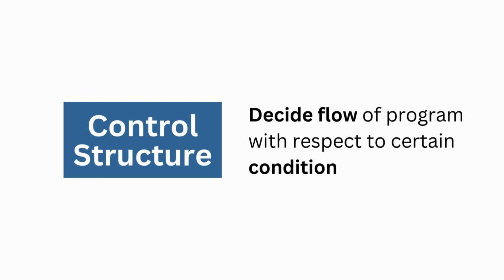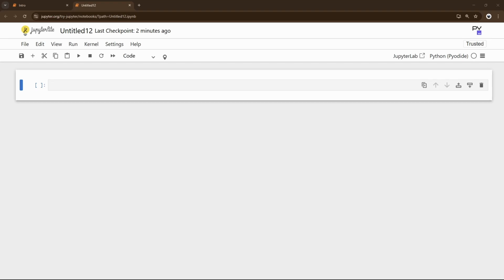Control structures are the building blocks of logic in programming. They enable you to control the flow of your program based on certain conditions or repeated operations. In Python, we primarily work with conditionals and loops. Let's break each down. First off, we have conditional statements. These allow us to execute certain blocks of code based on specific conditions. The most common conditional statements in Python are if, else if, and else.